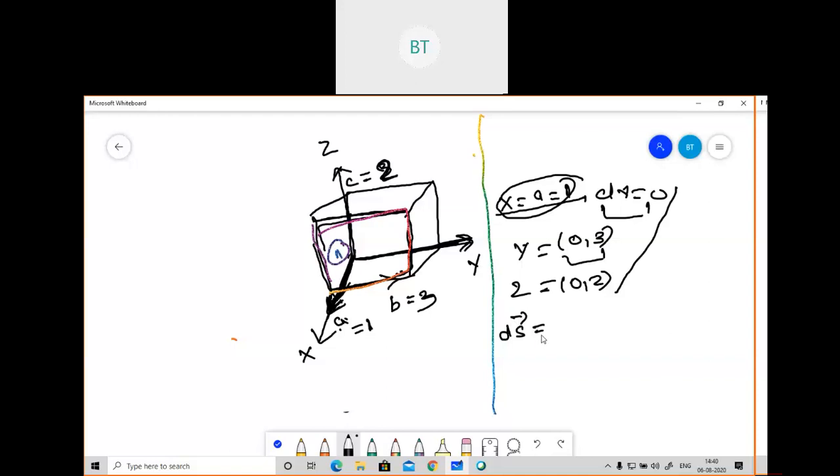The formula for surface integration is ds equal to dy dz, and the direction is always the x direction. So you just need to substitute the value there. So how to find that ds? We need f dot ds for surface integration. We know this formula, and the limit of dy is 0 to 3, the limit of dz is 0 to 3.